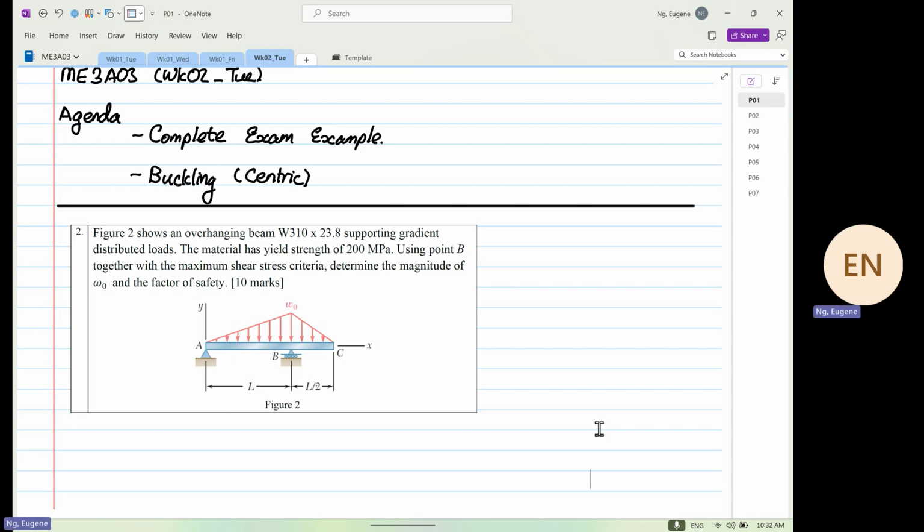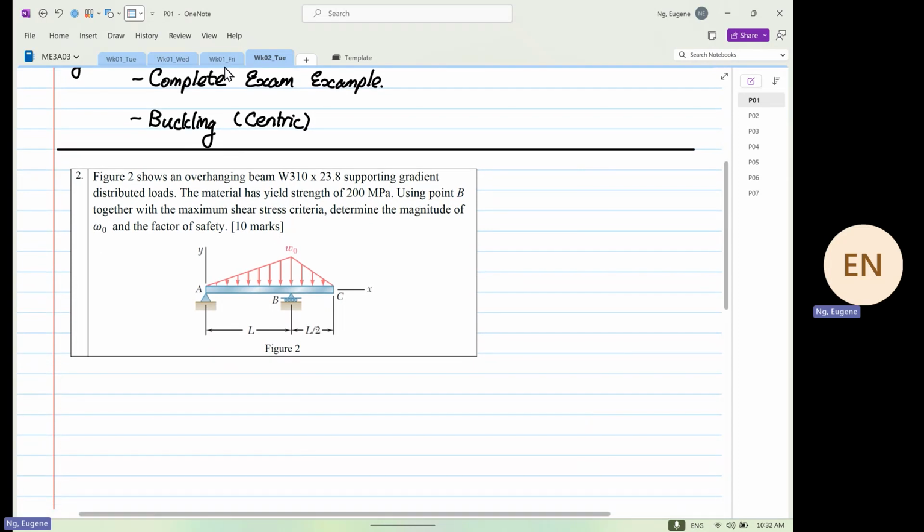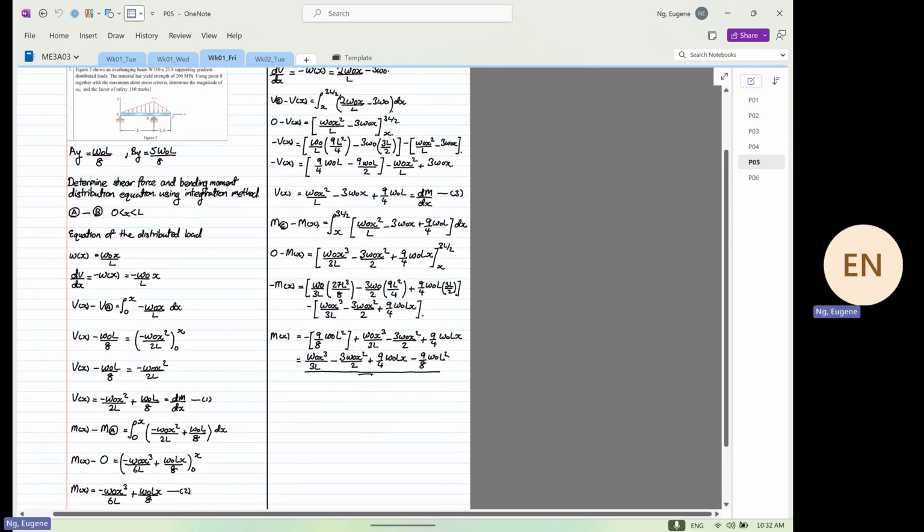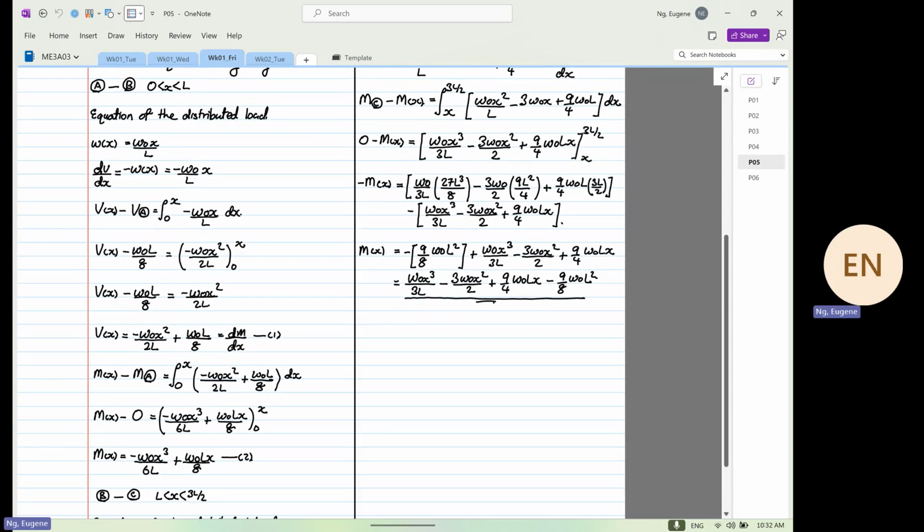So where are we now? Last Friday, if you look at the Friday notes, and I post all this on Avenue to Learn, we formed the equation for the shear force and bending moment distribution from point A to point C. I did not do this example. We only did from point B to point C. My sincere advice is I want you to look through how to do it from point A to B.